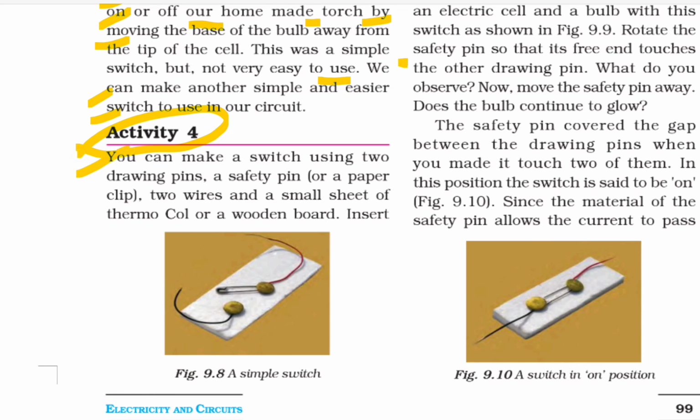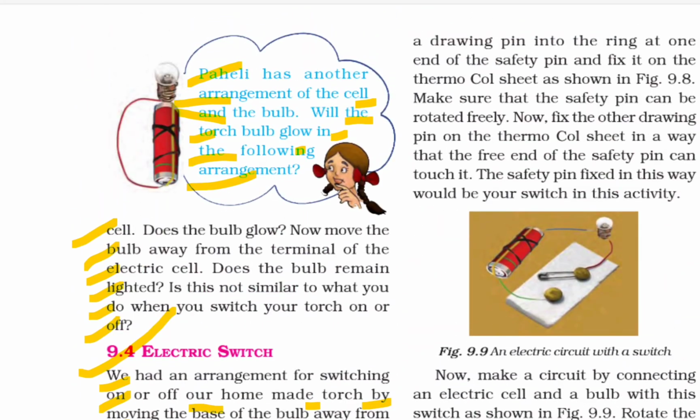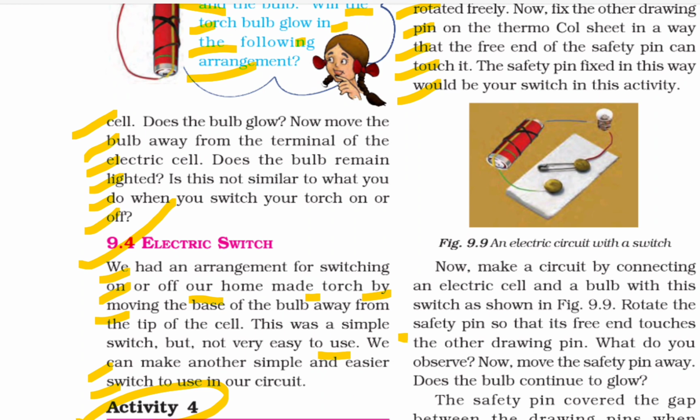Activity 4. You can make a switch using 2 drawing pins, a safety pin or a paper clip, 2 wires and a small sheet of thermocol or a wooden board. Insert a drawing pin into the ring at one end of the safety pin and fix it on the thermocol sheet as shown in figure 9.8. Make sure that the safety pin can be rotated freely. Now fix the other drawing pin on the thermocol sheet in a way that the free end of the safety pin can touch it. The safety pin fixed in this way would be your switch in this activity.